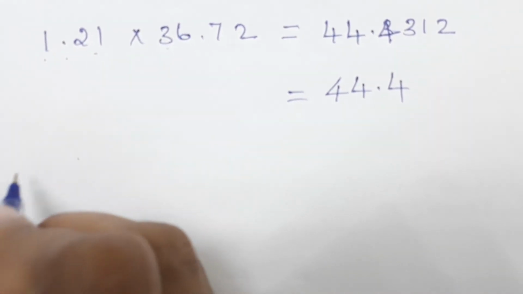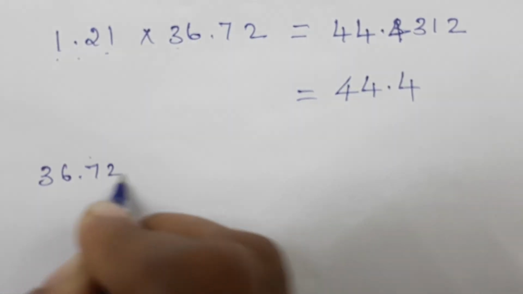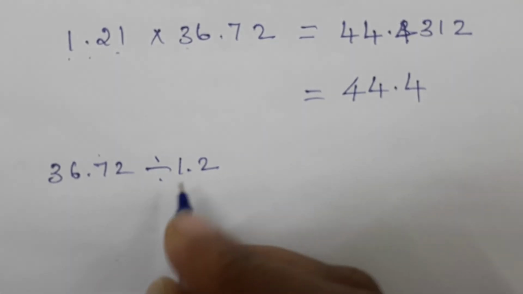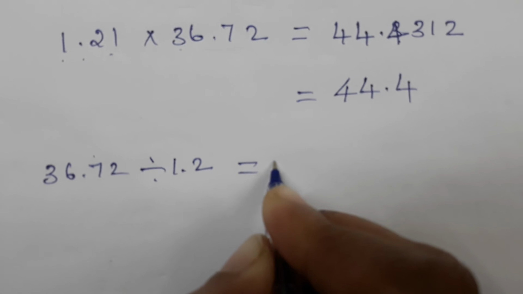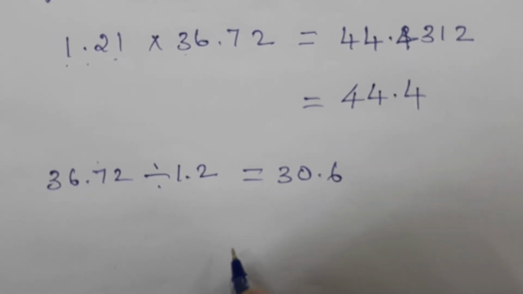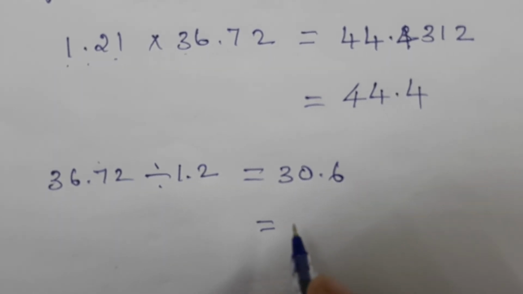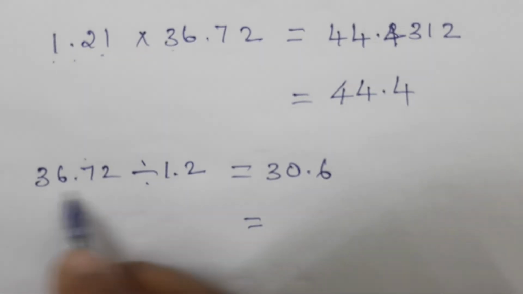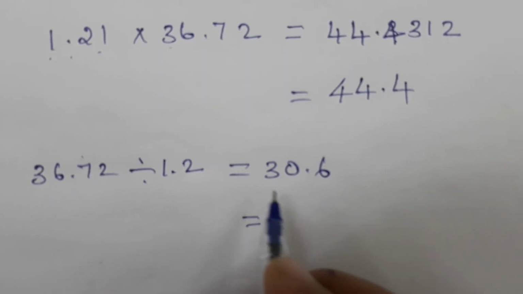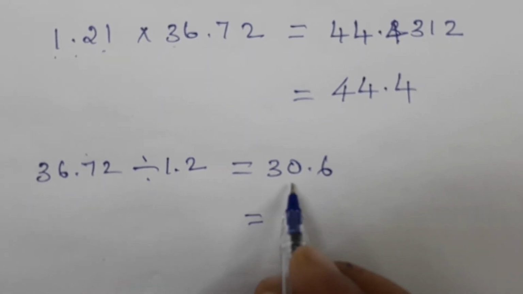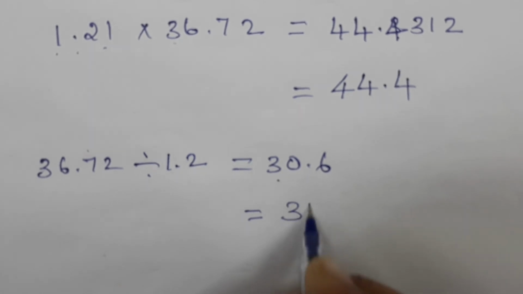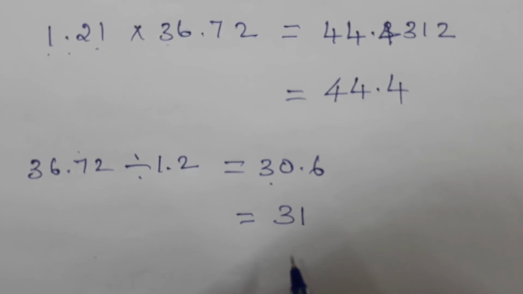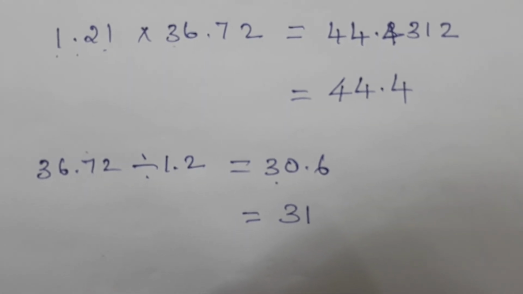Let's see the division. 36.72 divided by 1.2. When you are dividing these two numbers, you will get the answer 30.6. It should be rounded off to the original number with the smallest number of significant figures. Here it is 4, here it is 2. So here we have to make it 2. So 30.6 can be written as 31. Okay, this is the arithmetical operations with the significant figures.